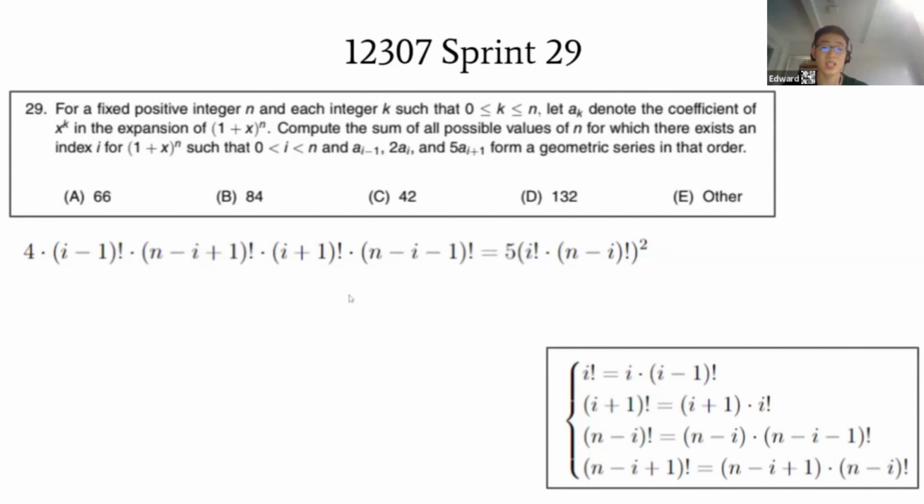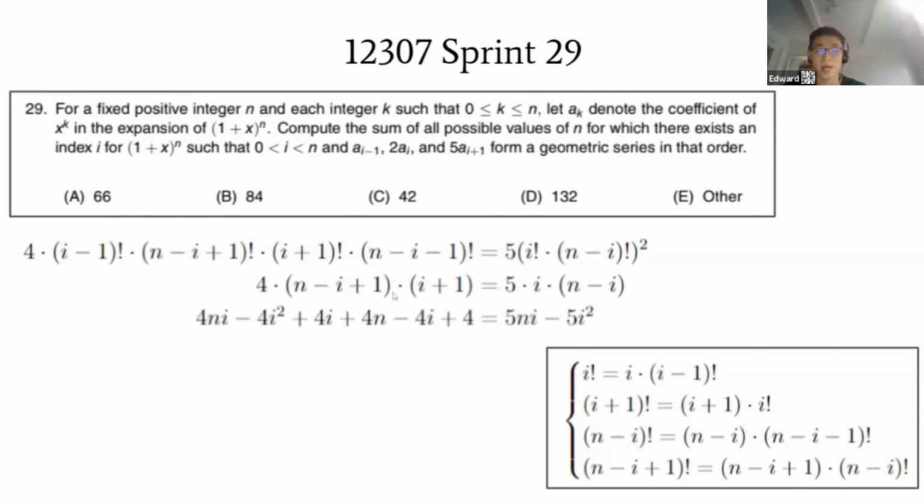And actually, each of the factorial terms on the left can pair with one of the factorial terms on the right to cancel out almost all of their terms with just one term remaining. Precisely, we'll get 4 times (n minus I plus 1). So on the left-hand side, we have the second factorial term canceling out with an (n minus I) factorial on the right, leaving just n minus I plus 1 on the left. And similarly, (I plus 1) factorial cancels out with one of the I factorials from the right, and that leaves an I plus 1 on the left. And on the right-hand side, we have 5 times I, which canceled out with (I minus 1) factorial, times (n minus I), which canceled out with (n minus I minus 1).